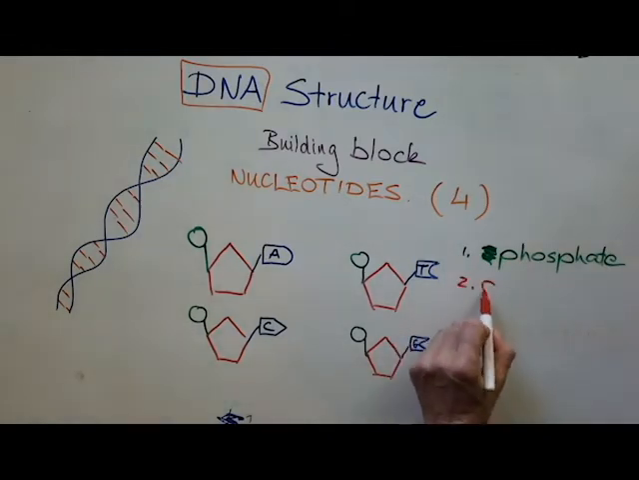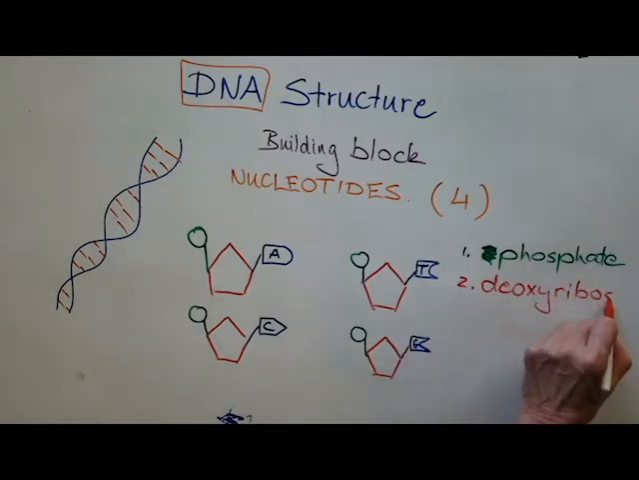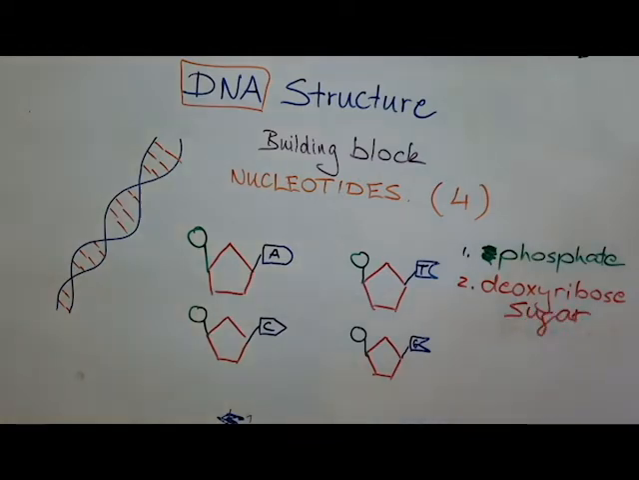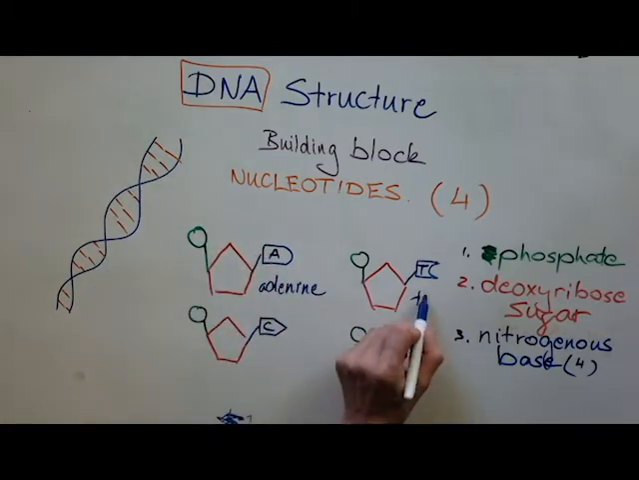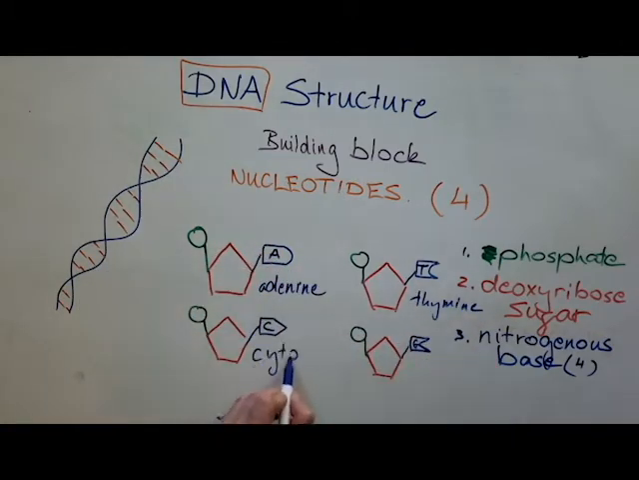The red stands for deoxyribose, the sugar molecule, and the blue stands for the nitrogenous bases. There are 4 different nitrogenous bases. The first one is the adenine, A for adenine, T for thymine, C for cytosine, and G for guanine.